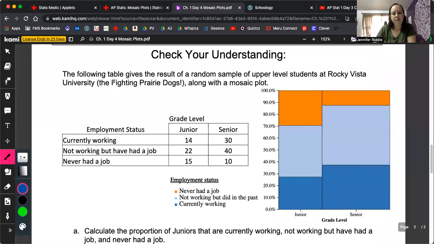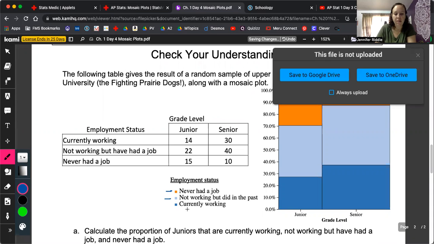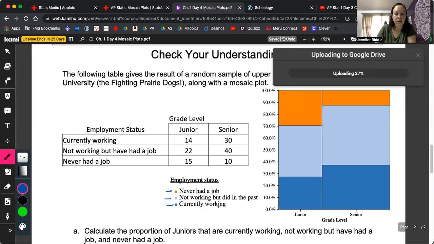The problem says the following table gives the result of a random sample of upper level students at Rocky Vista University, the Fighting Prairie Dogs, along with the mosaic plot. Okay, so we have our mosaic plot on the right. Never had a job is the orange, not working but did in the past is our light blue, and currently working is our darker blue.